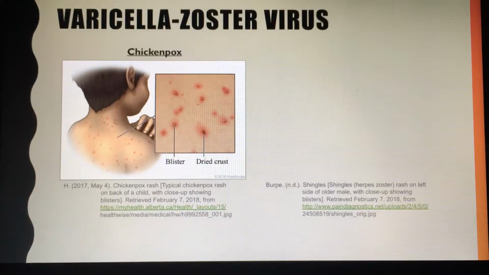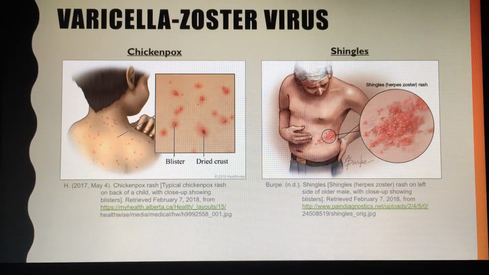I've included images showing both the chickenpox rash and the shingles rash. Here's the chickenpox rash. As you can see in the up close image, you can see the blisters. On the left is a fluid-filled blister, and then on the right is a dried crusted blister. And you can see that the chickenpox rash generally spreads all over the body, as opposed to the shingles rash, which is located in one area on one side of the body.